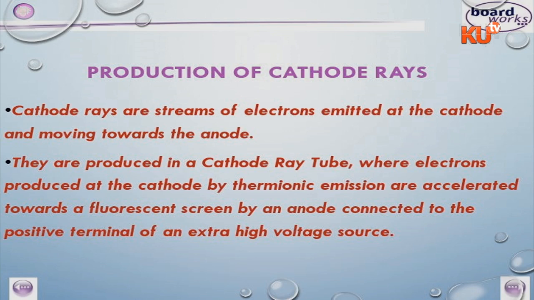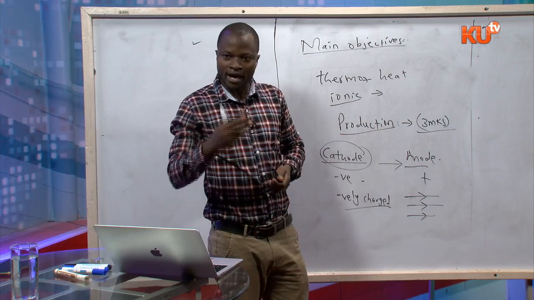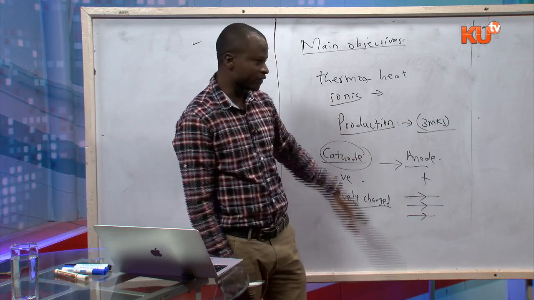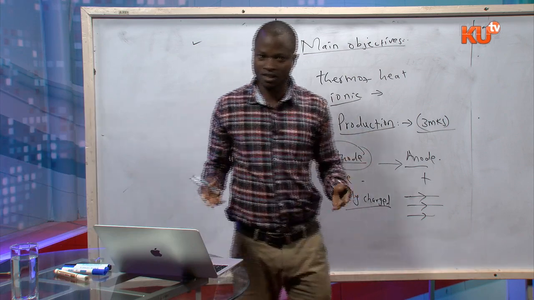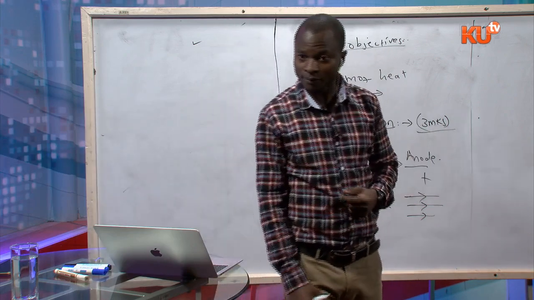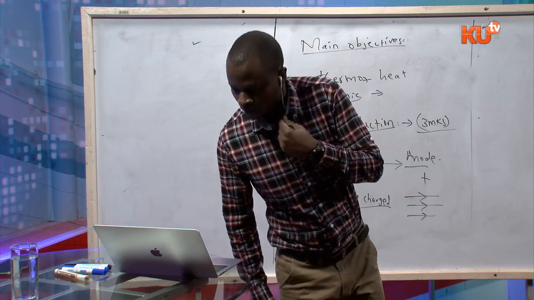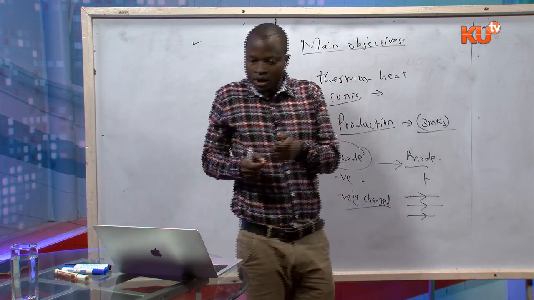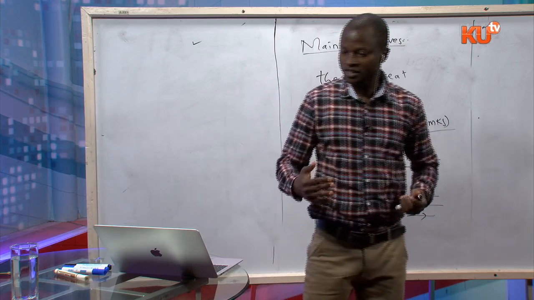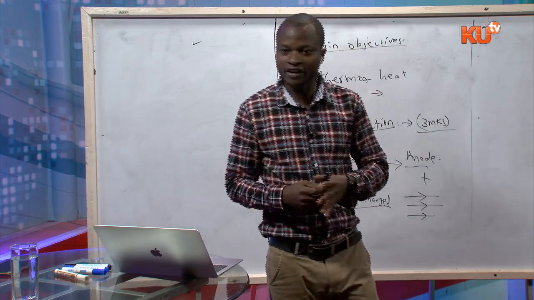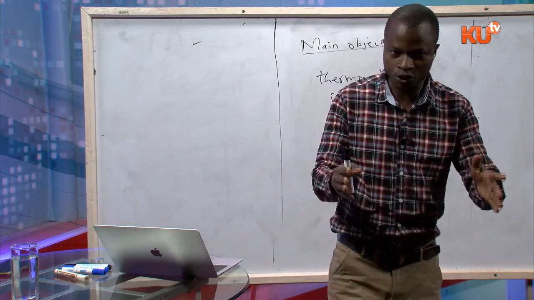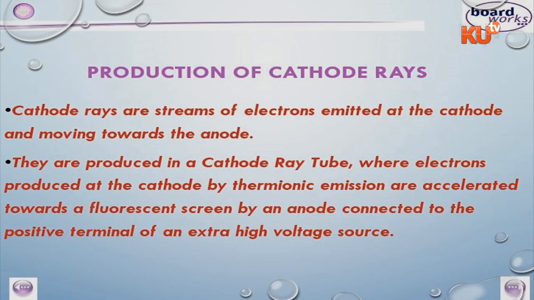That's what we are calling what? Cathode rays. Now you need to know, where are they produced? Where do we produce cathode rays? Can we produce cathode rays wherever you are seated right now? Yes or no? We always produce cathode rays in a cathode ray tube. So it's a special tube with a heated cathode and an anode. So they are produced in a cathode ray tube.